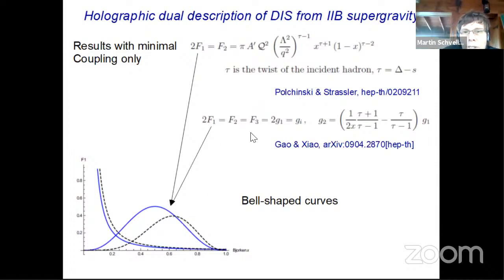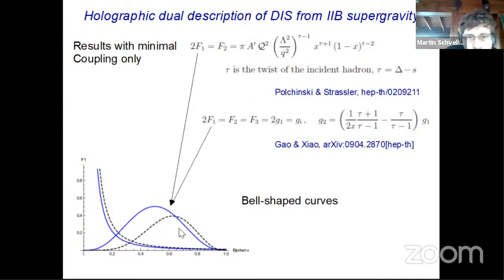But 7 years after that, Gao and Xiao did a calculation using just a bottom-up approach in which they consider, on top of this minimal coupling, the Pauli term. I will comment in one moment about that. That was a kind of bottom-up calculation, but they managed to obtain the rest of the structure functions, obtaining an extension of the Callan-Gross relations in this way.